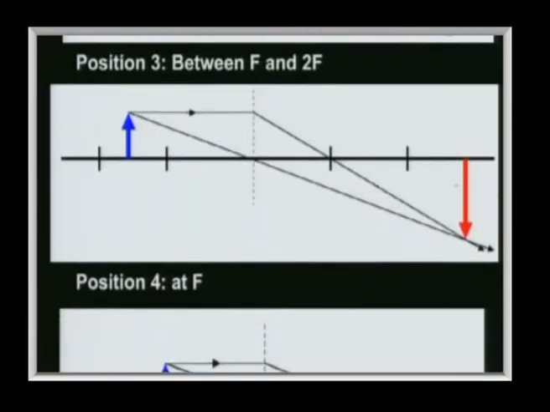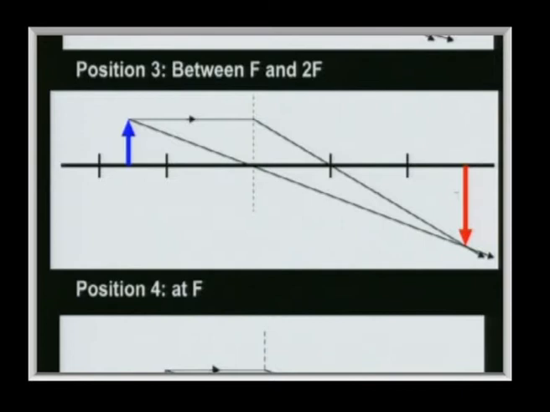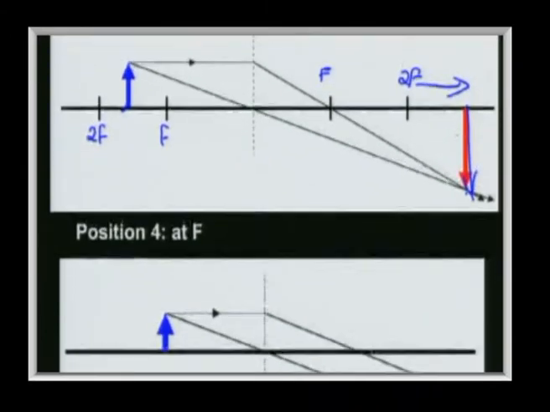If we move on to the third sketch over here, you will see that the object is now situated between 2F and F. And if I look at the image that is formed, I now see that my image is beyond 2F and that my image is larger than my original object.